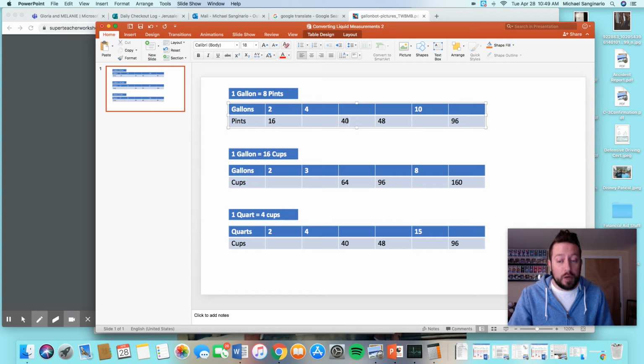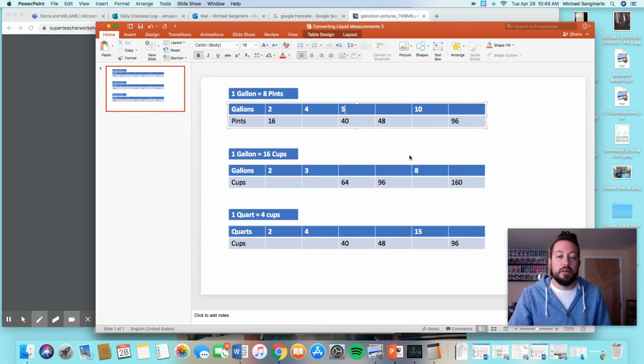All right, so now we're going the opposite direction again. I have 40 pints. I need to know how many gallons that is. So if I'm going from smaller to bigger, you need to divide. So I have to divide 40 by 8. So I have to count by 8s and see how many times it gets to 40. 8, 16, 24, 32, 40. My answer is going to be 5 gallons.